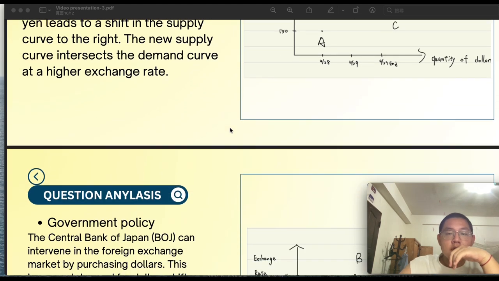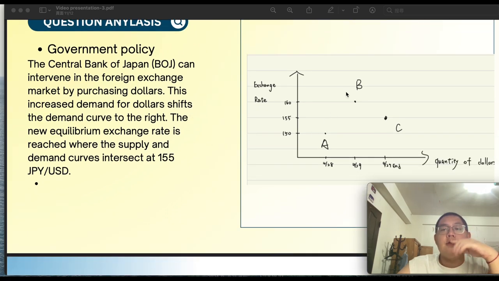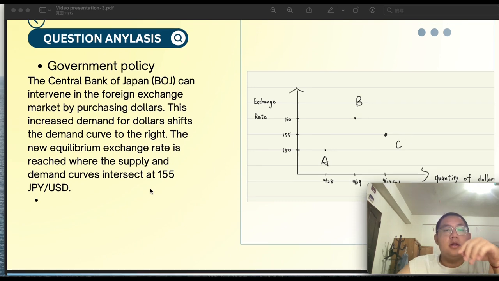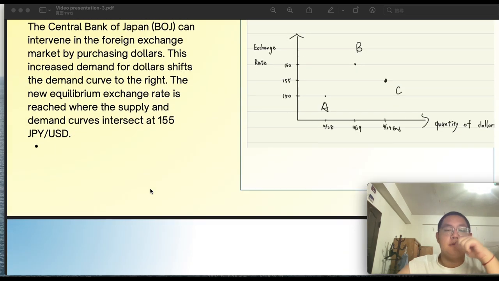And the second part is the government policy. So after the government finds this situation, the Central Bank of Japan can interfere in the foreign exchange market by purchasing dollars. This will increase demand for dollars and shift the demand curve to the right. And the new equilibrium exchange rate will be reached where the supply and demand curves intersect at 155. So you can see the original point is point B, and after the government policy, the point shifts from B to C. So the government successfully controls the exchange rate of the yen.